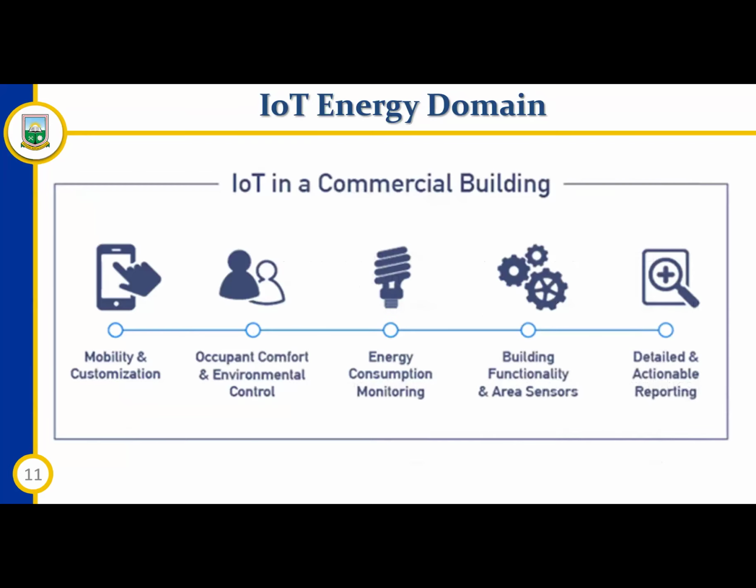And you can see from here, we have mobility IoT in a commercial building: mobility and customization, occupants' comfort and environmental control, energy consumption monitoring. We have the board in here, building functionality and area sensors, detailed and actionable reporting. So in the energy world, this can also be done. IoT can help do most of these things so that the cost of production will be reduced, thereby making the organization make enough revenue based on the work that they do.